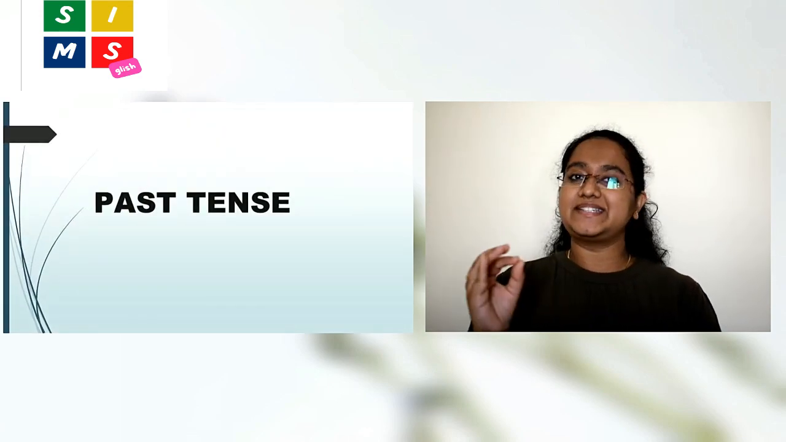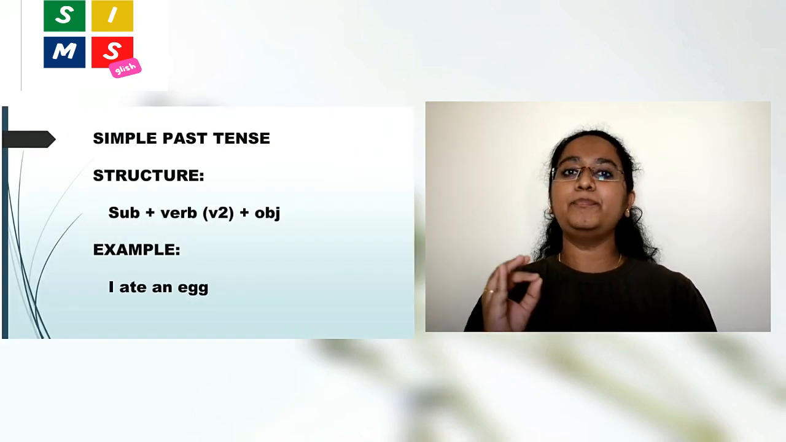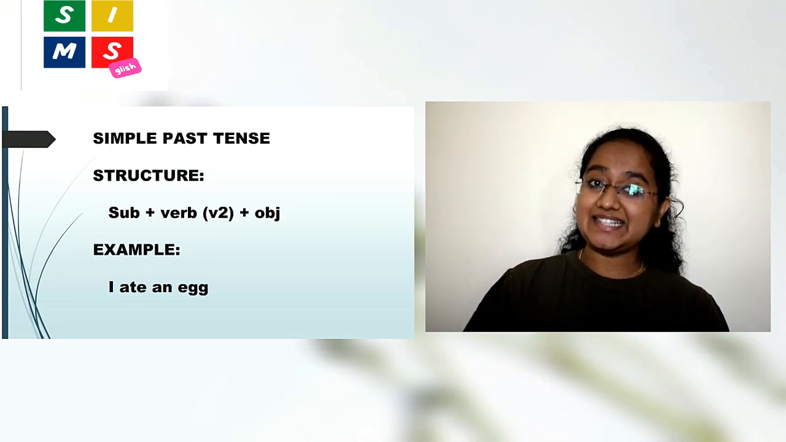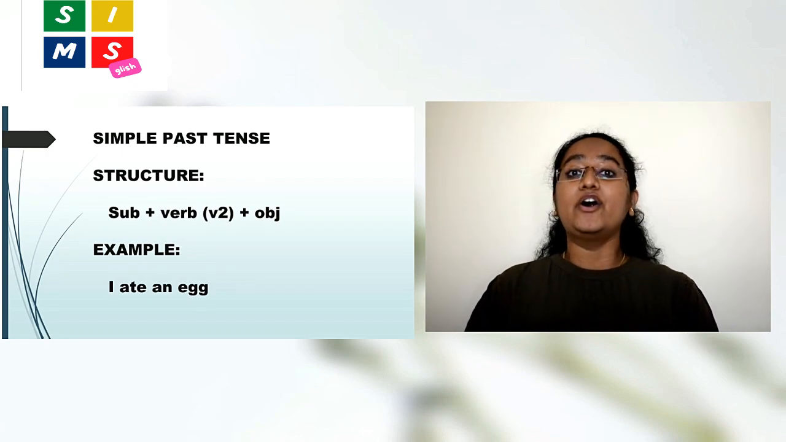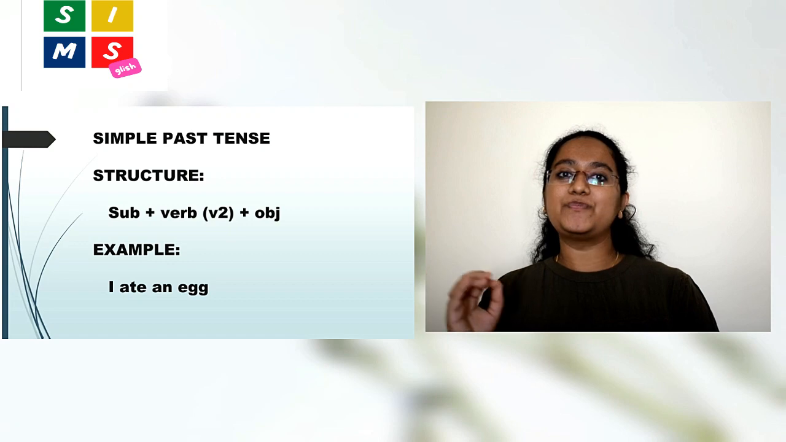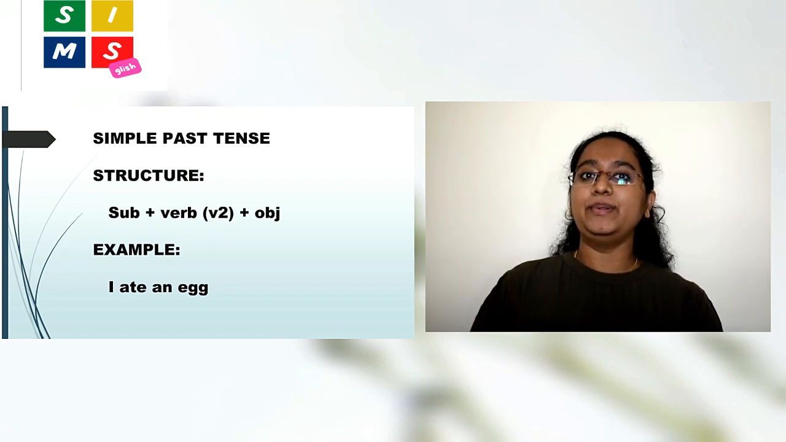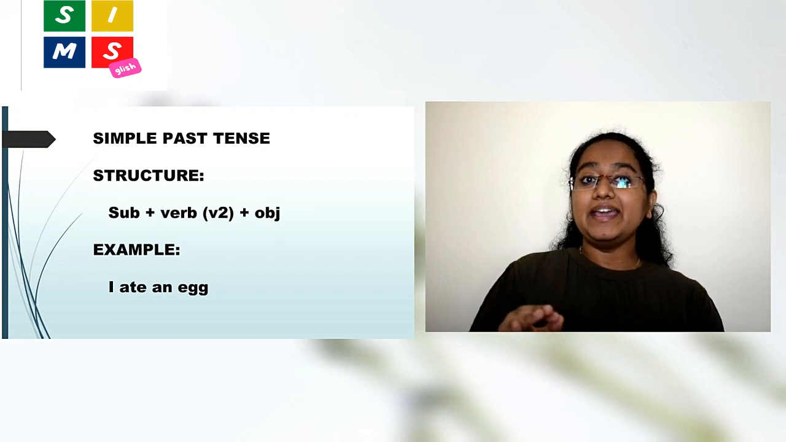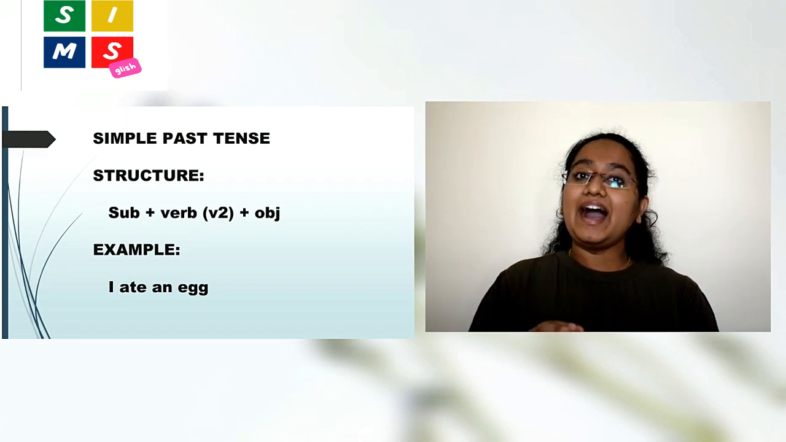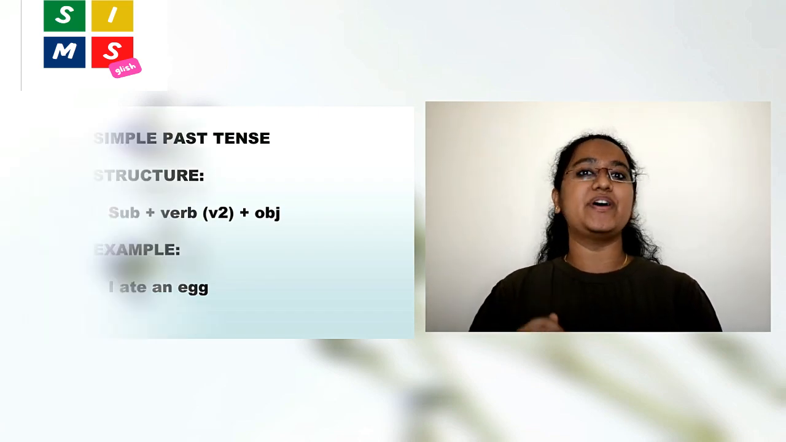Now, we will move on to the second tense, that is the past tense. And in the past tense, we will move on to simple past tense. And the structure for simple past tense is subject plus V2, that is verb 2, plus object. And here the example can be written as I ate an egg. Got it? It is very simple, right?